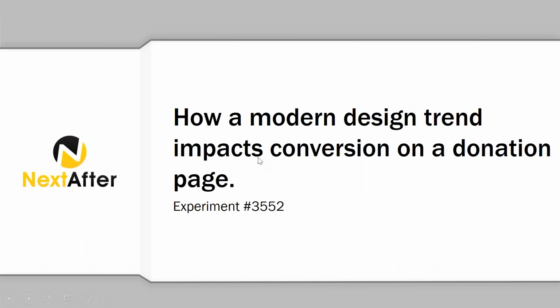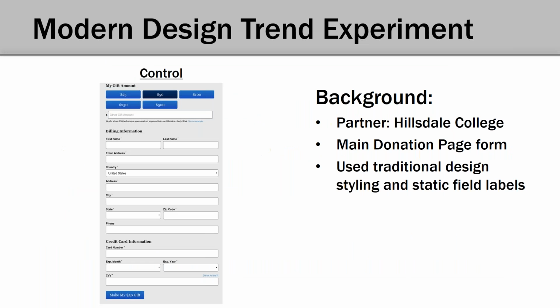This is kind of a newer one, an interesting experiment, number 3552. So this is a donation form for Hillsdale College, and this is a form that we had spent many experiments optimizing. We finally got to this version of the form that you see here, and then Kevin Peters, who is in our office here, our Chief Strategy Officer, he was on Hotwire.com, I believe it was, and he was booking some travel, and he discovered this new way of designing forms using what's called adaptive placeholders.